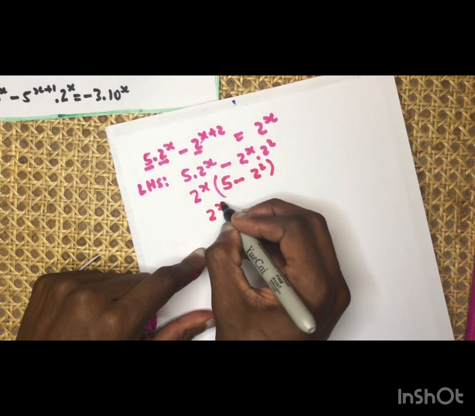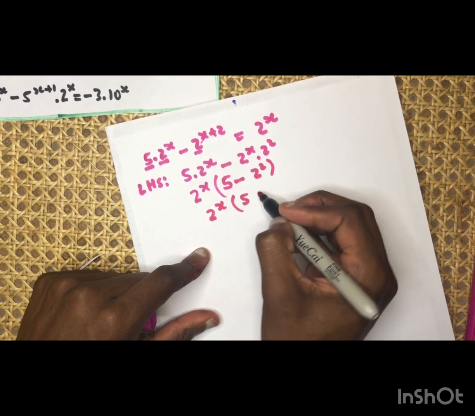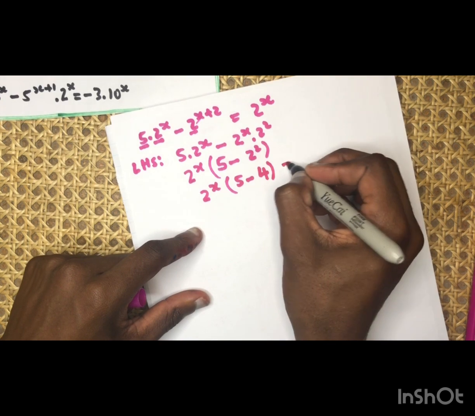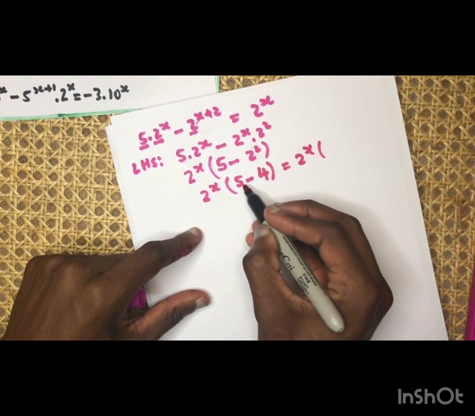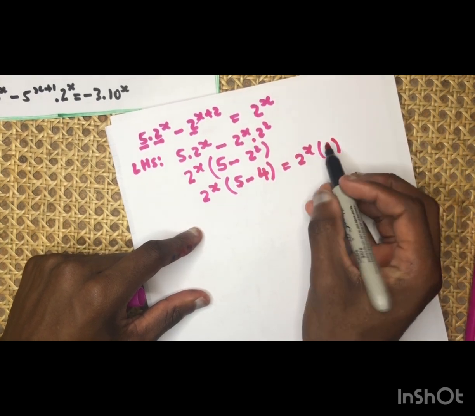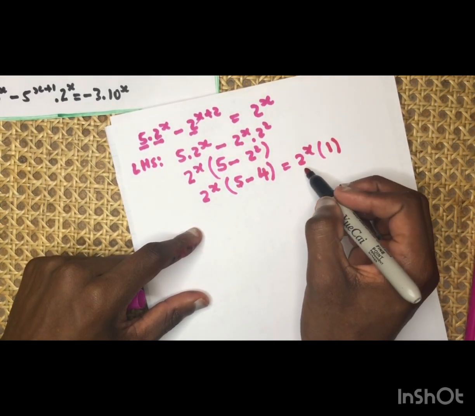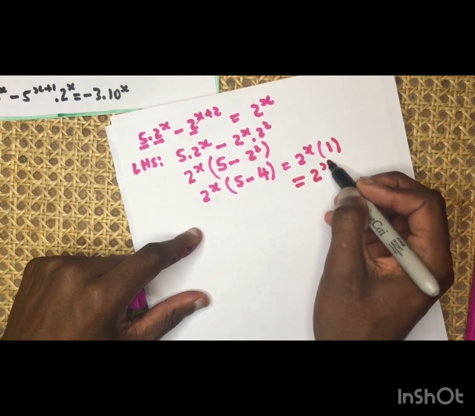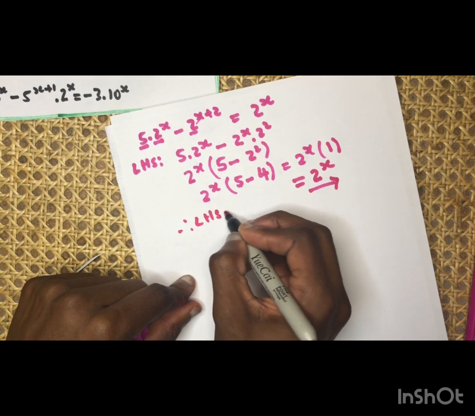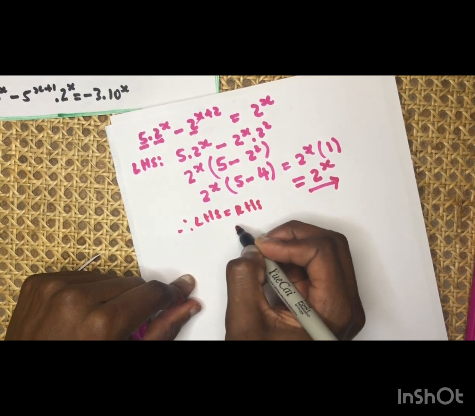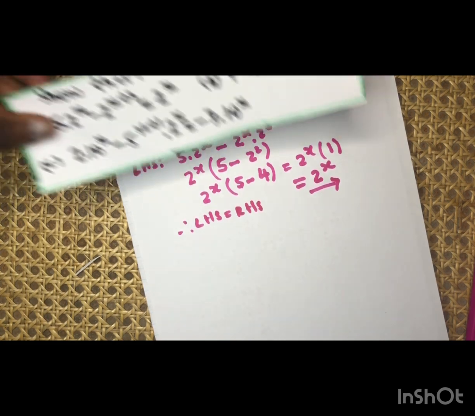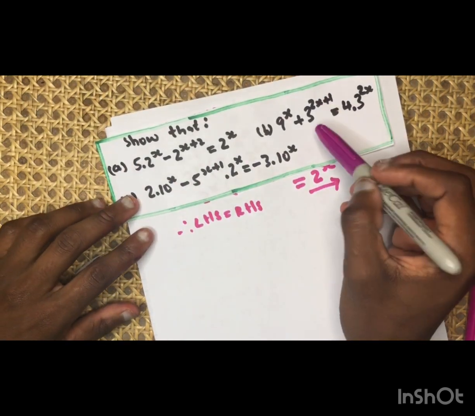So we have 2 to the power x, then 5 minus 2 to the power 2, we get what? 4. So we have 2 to the power x times 5 minus 4, we get 1. Anything multiplied by 1 remains the same, which is 2 to the power x in this case. So therefore, the left hand side is equal to the right hand side here. Are we together? Yes.